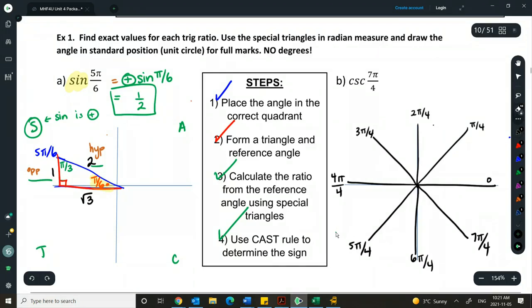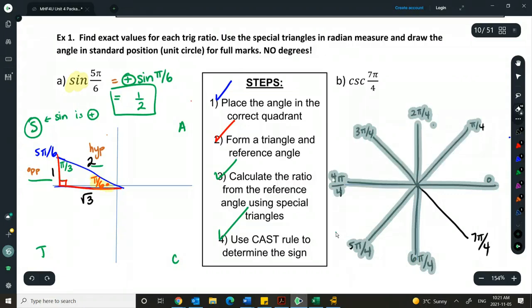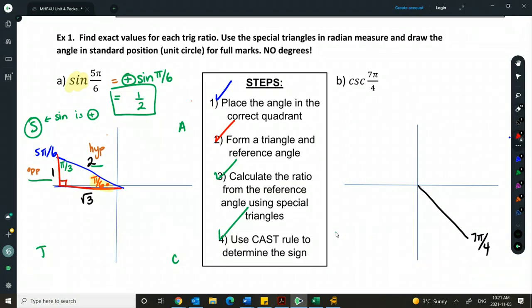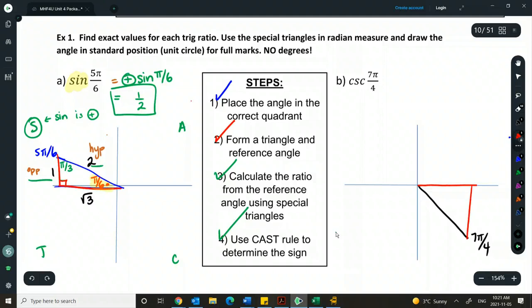So just sort of reminding you of some of the stuff that we did earlier this week. I don't need all of these, obviously. I just need the 7 pi over 4. That's what we're interested in. So there it is. I will create the right angle triangle now. So we placed it in the correct quadrant. We're going to form the triangle and label our reference angle. The triangle always gets formed with the closest horizontal. So create a right angle triangle here. The reference angle is always this interior angle. So our reference angle is pi over 4.